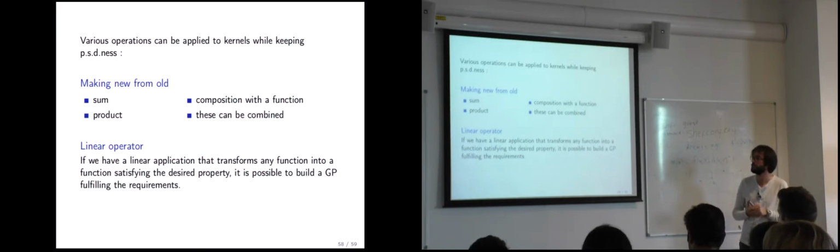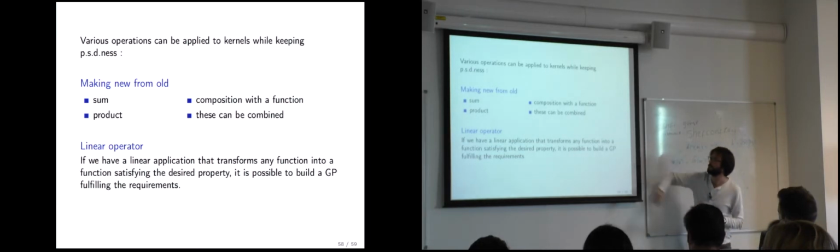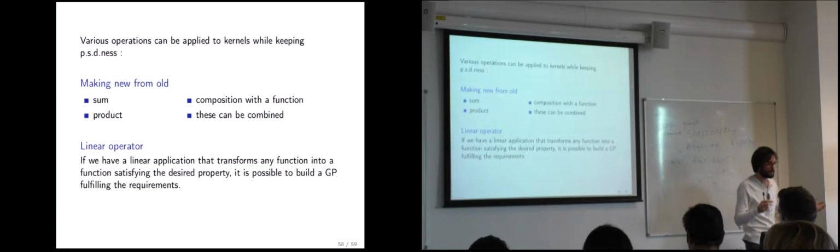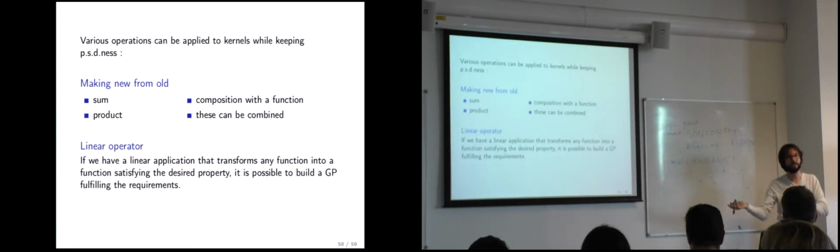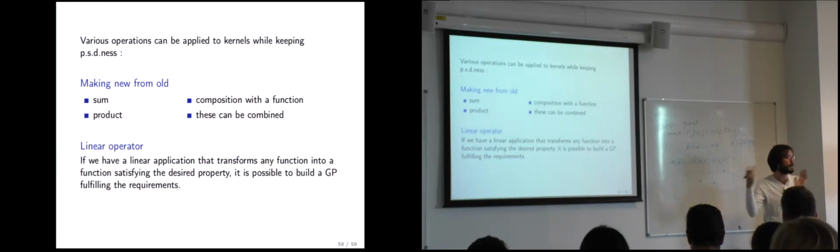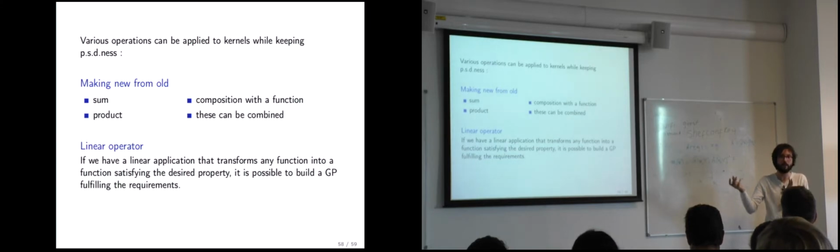And there are various combinations that can be done that ensure you are still positive semi-definite. And there's this bit that I haven't discussed: if you have a function that maps any function to a function satisfying the property you want, for example, it's very easy to construct a mapping that from any function will create a symmetric function. If you apply this to your GP, that will give you a prior for functions that are symmetric.